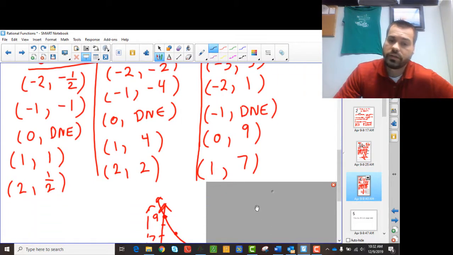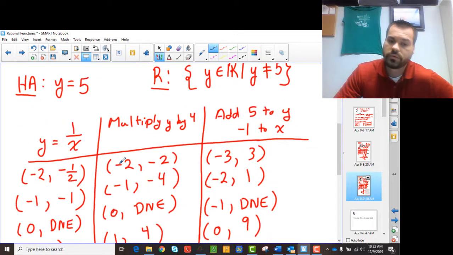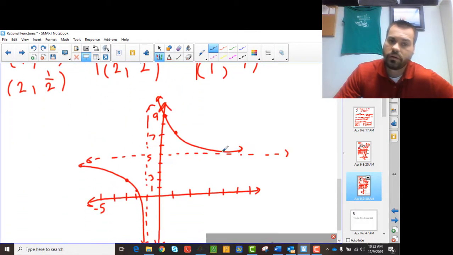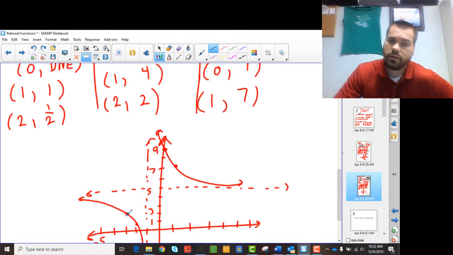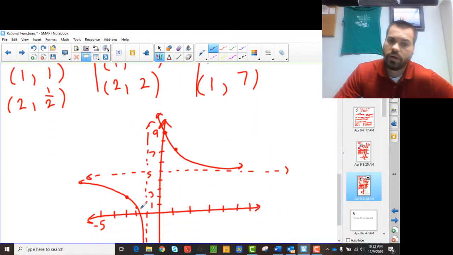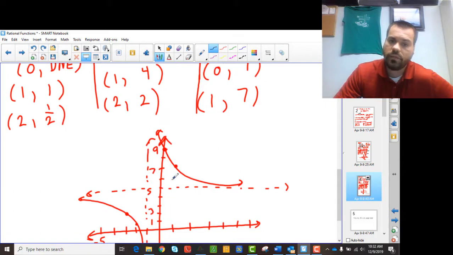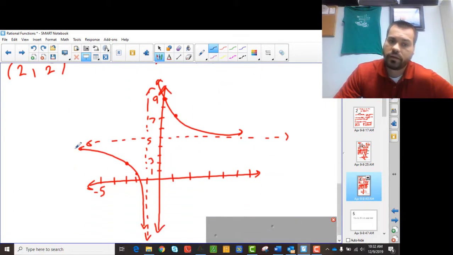And then all you do, again, is graph this. So you graph these two values, x equals -1 and y equals 5. Okay, so there's my y equals 5 right there. And there's my x equals -1. And then I plot these points. So -3 and 3, -2 and 1 is right here. And then this is my does not exist. So I've already drawn that. Then I have 0 and 9. And then I have 1 and 7. Okay, and I just then connect the dots.